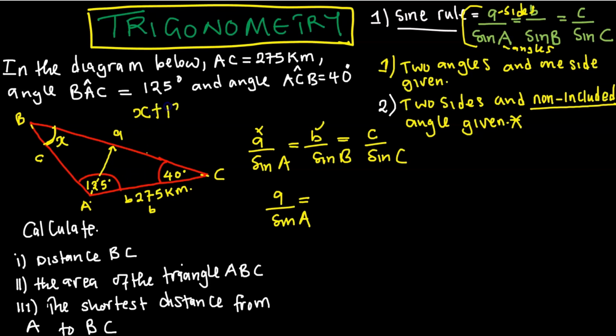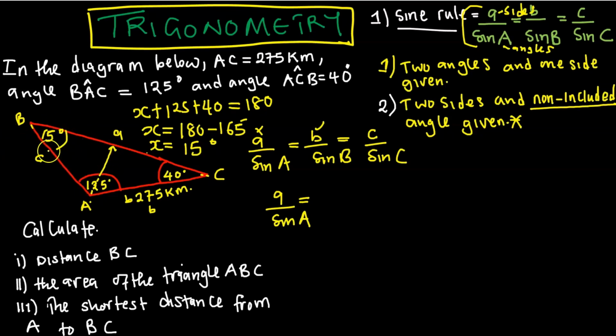X plus 125 plus 40 equals 180. Okay? Therefore, we are going to find that 125 plus 40 is going to give us 165. So 180 minus 165, and you are going to find your x, or your missing angle, equal to this. If you subtract this one, this is 165, please, you are going to find 15 degrees. Therefore, we found this angle to be what? 15 degrees.